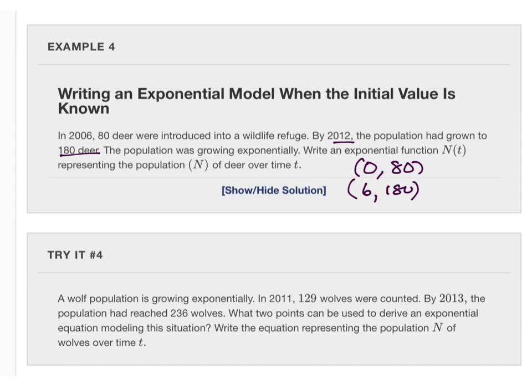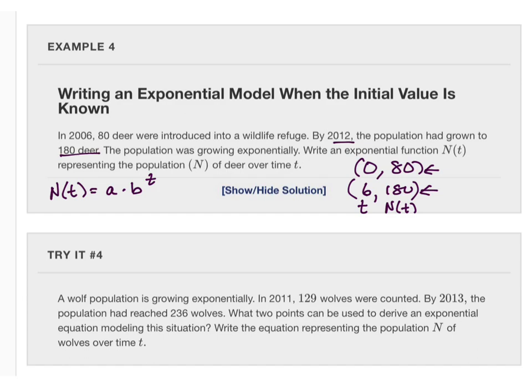Let me help you out. We know that A is 80, right? We're going to solve for B. We know that we're going to have n of t equal to A times B to the t power. Y'all with me on that? N of t, let's use this point for t and n of t. 6 is going to be t, 180 is going to be n of t. And we can work backwards here and solve for b.